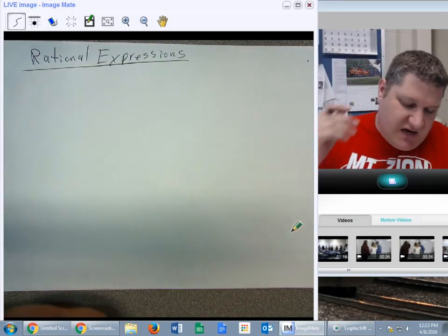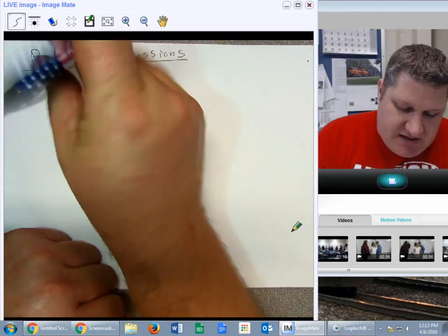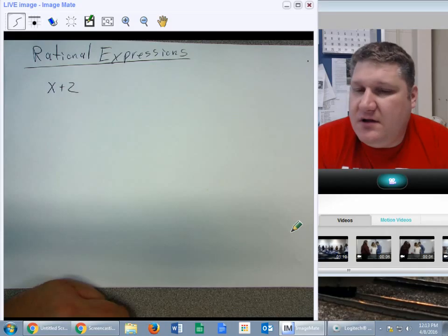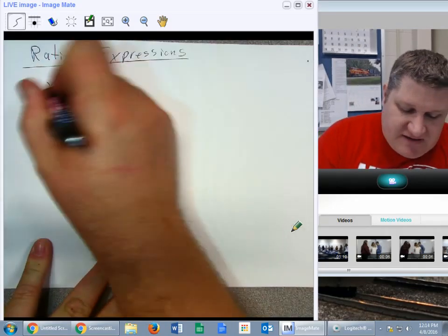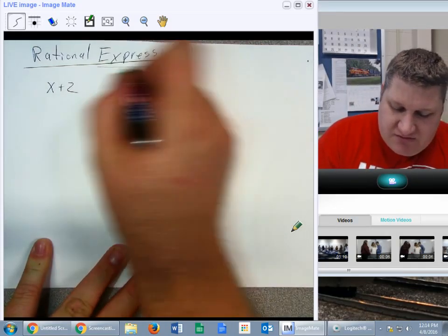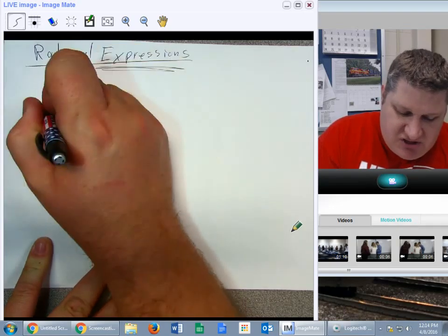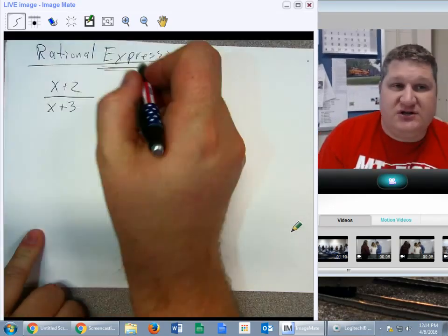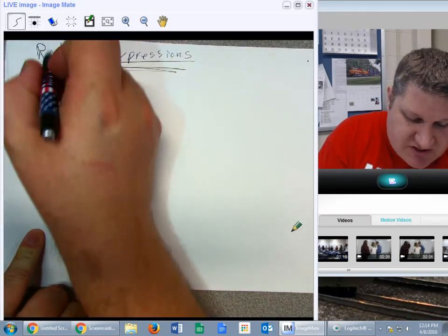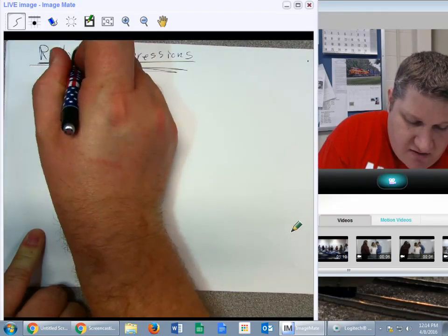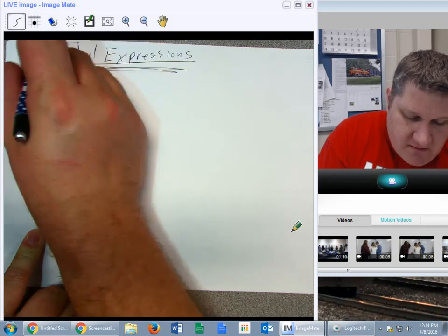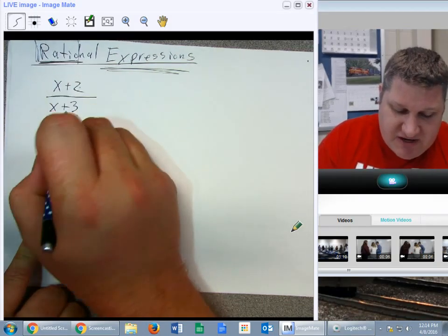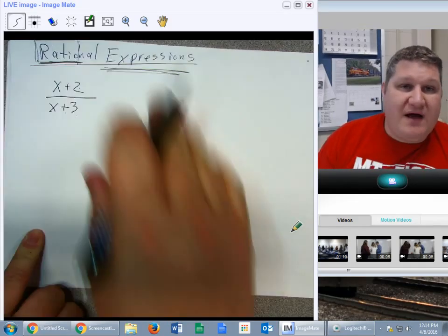Rational expressions. Now, an expression would be something like this: x plus 2. It's not an equation because there are no equal signs. Very good. So if I take this expression and I take another expression and I put it on top, there we go. Now we have a rational expression. A rational expression is an expression that's in a ratio. Did we make a ratio, something to something else? And so I have two expressions that are in a ratio. So these are rational expressions.